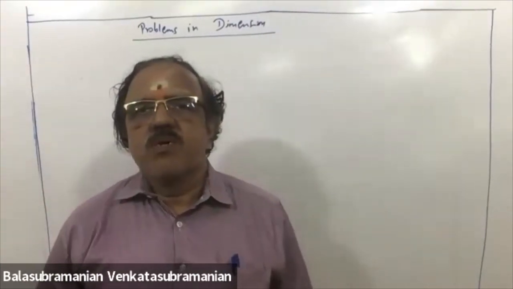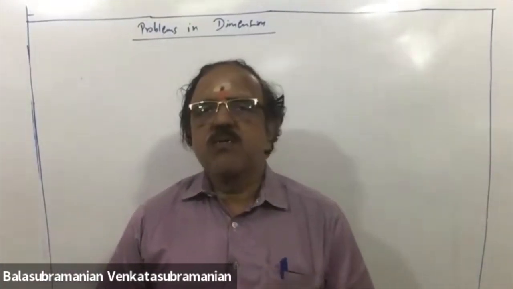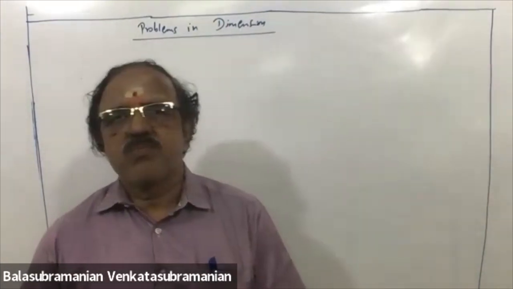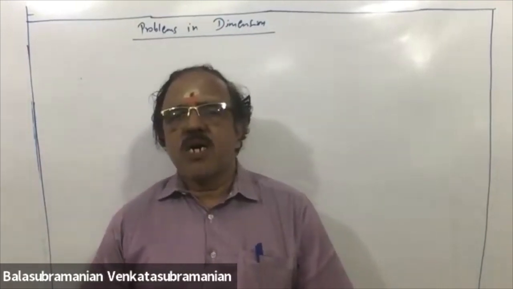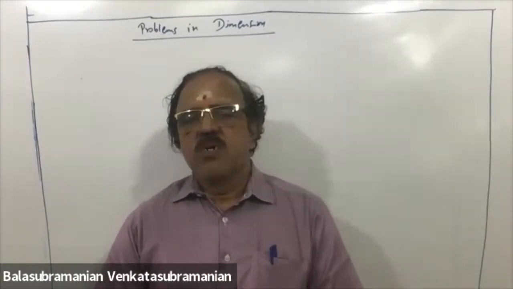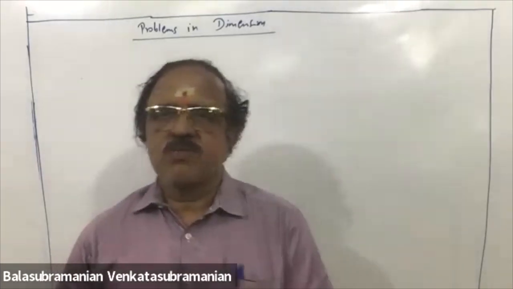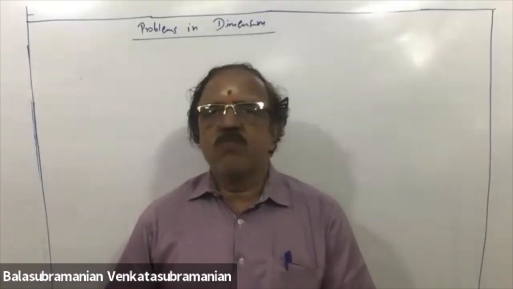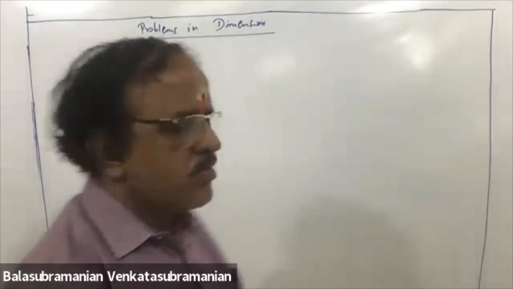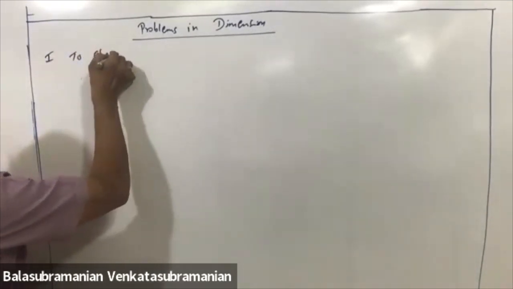Basically, we have three uses in dimension method. First one, to check the correctness of the given equation, we are using dimensional method. Second, to convert from one system of unit to another system of unit. And next, third, to derive the equation for physical quantities. So we will see few problems in each of the three uses. First one, to check the correctness of the given equation.